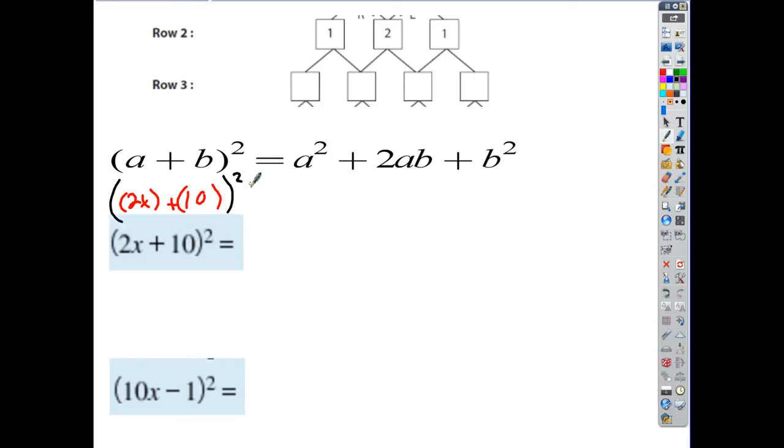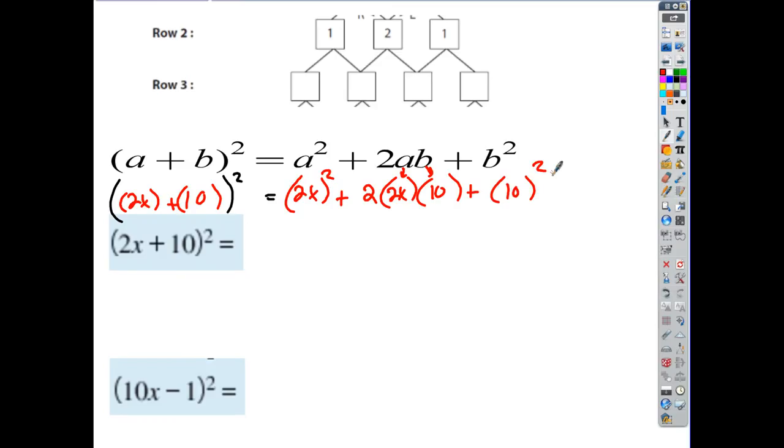squared. So 2x is my a, right? So I'm going to get 2x squared plus 2 times 2x is my a, my b is 10, plus 10 squared. Just simplify. No big deal, right? Okay, what if I have a negative?